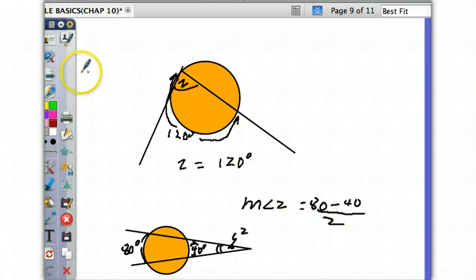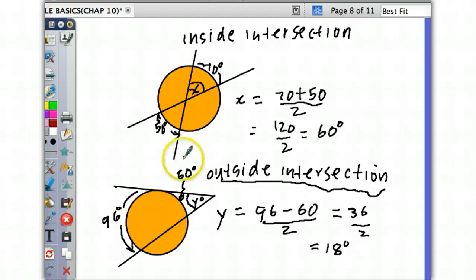When they intersect inside, you add. When they intersect outside, you subtract. Subtract the smaller from the larger arc. Divide by 2. Okay. So that's pretty much it.